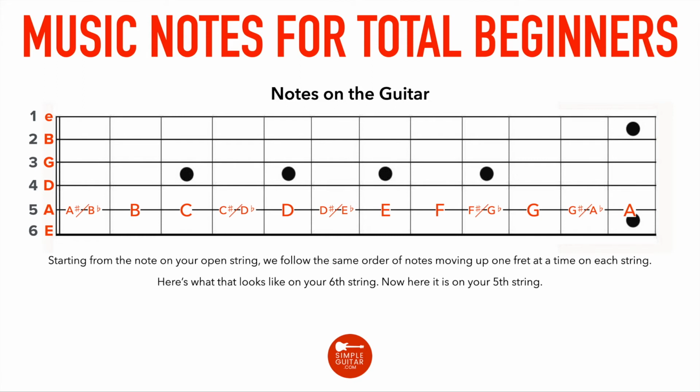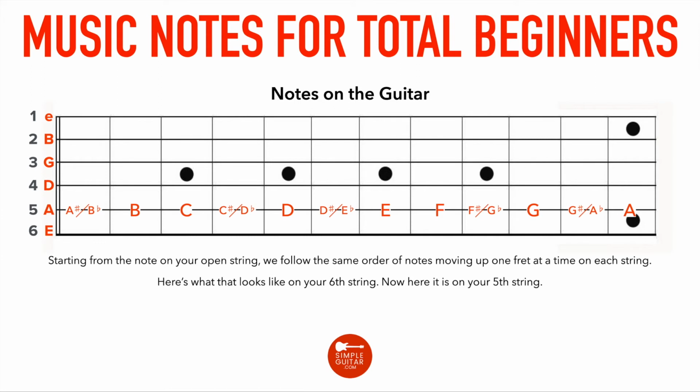You may have noticed that on your 6th string, your open note is E and your 12th fret is E. And same thing on your 5th string. Your open note is A and your 12th fret is A. Those are the same note. But there's an interval, a space, a distance between those two notes that we call an octave.